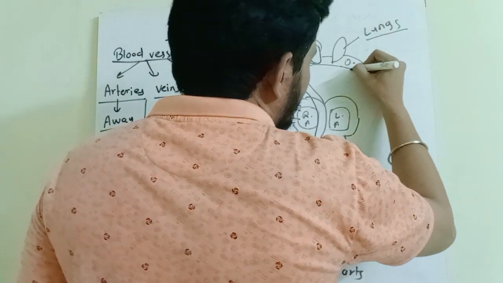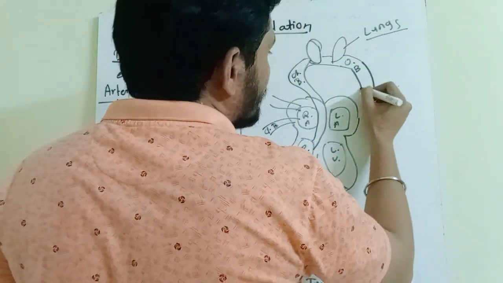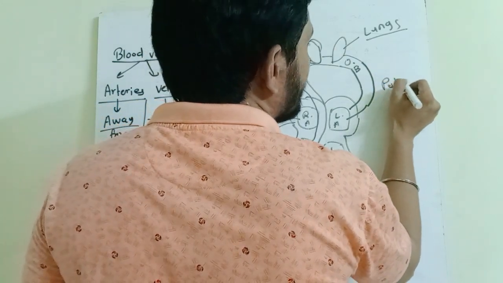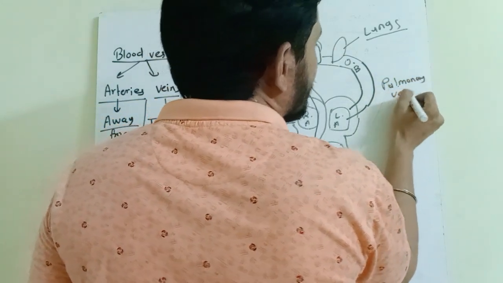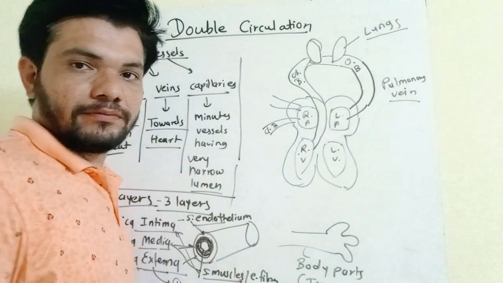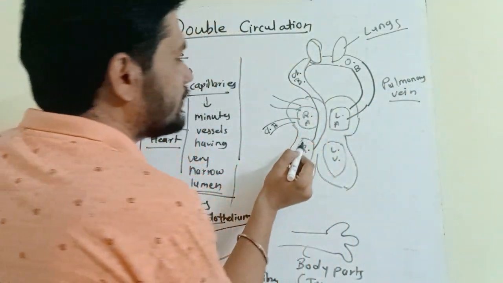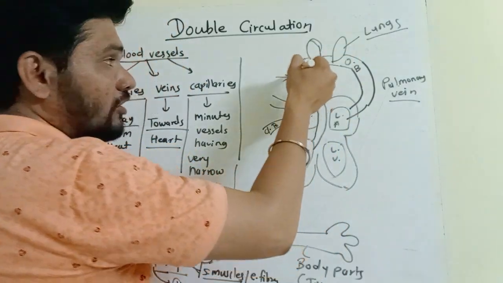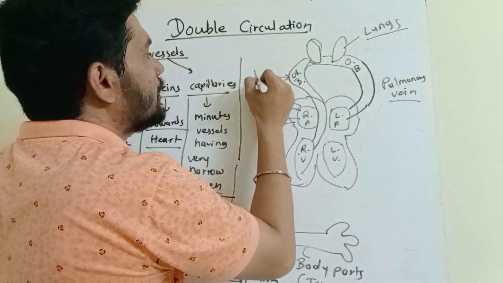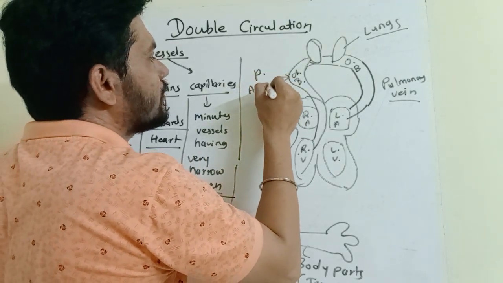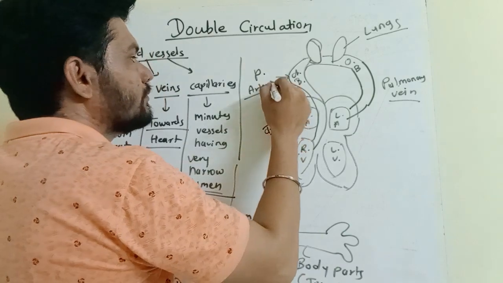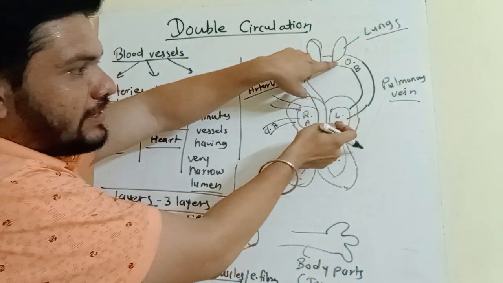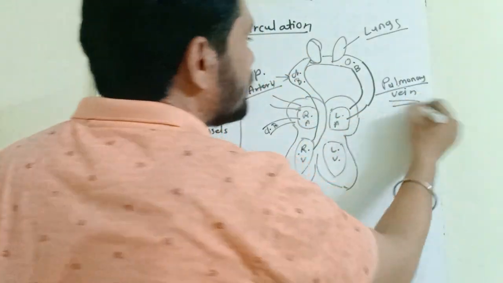And the oxygenated blood will be carried by the pulmonary vein, the pulmonary vein, towards the left atrium. So from the right ventricle to the lungs, your deoxygenated blood is transported by the pulmonary artery, right? And the oxygenated blood from the lungs to the left atrium will be transported by the pulmonary vein.